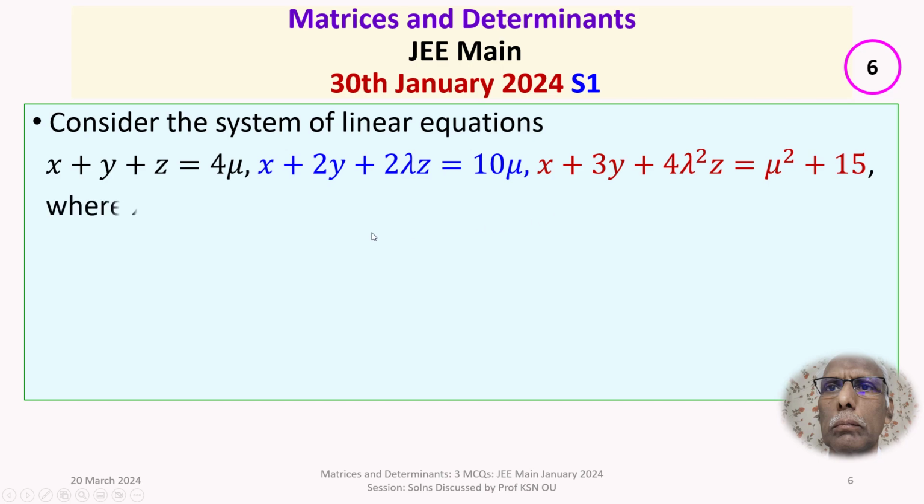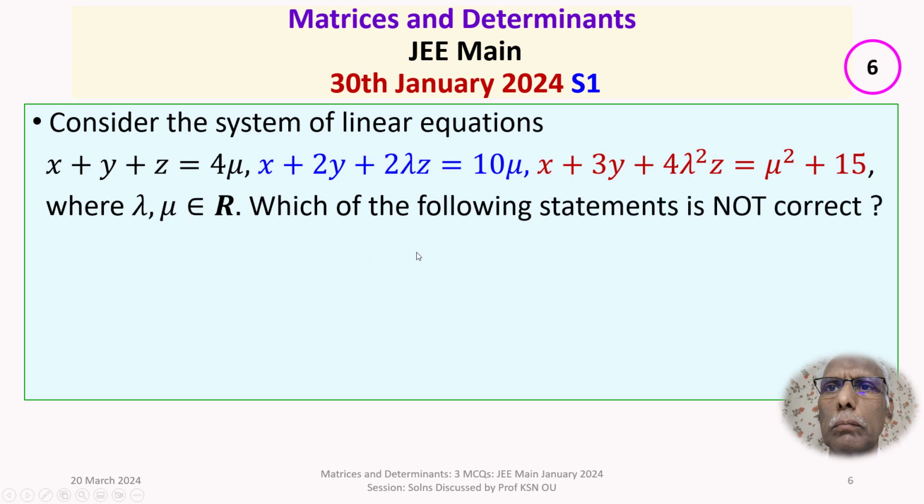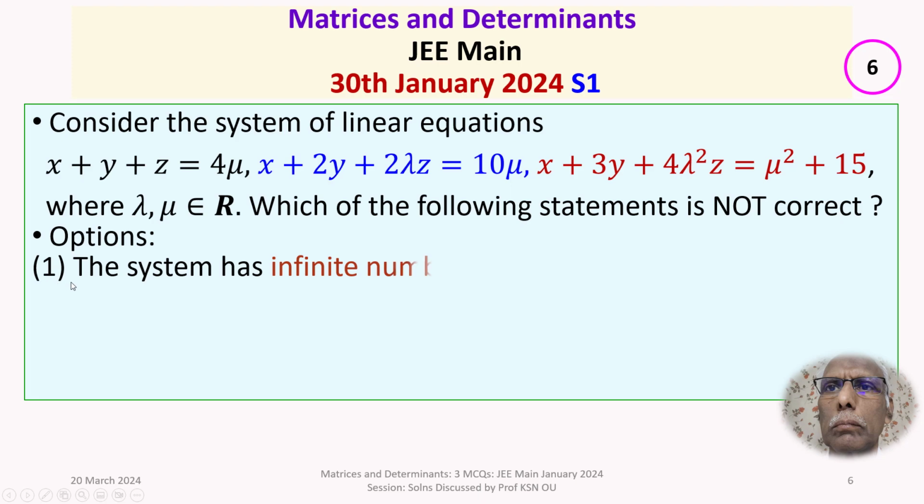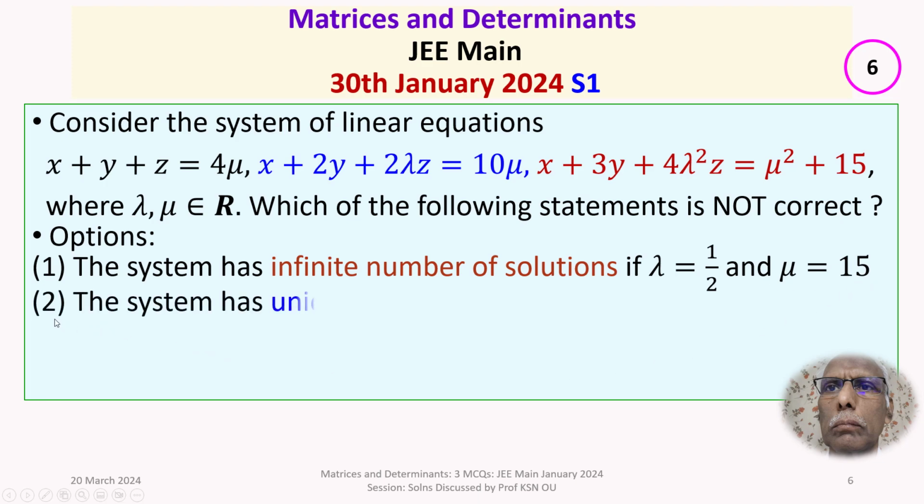Right. And where this lambda and mu are real numbers, which of the following statements is not correct? We are given 4 options. Option 1. The system has infinite number of solutions if lambda is equal to 1 by 2 and mu is equal to 15. Option 2. The system has unique solution if lambda not equal to 1 by 2 and mu not equal to 1, 15.